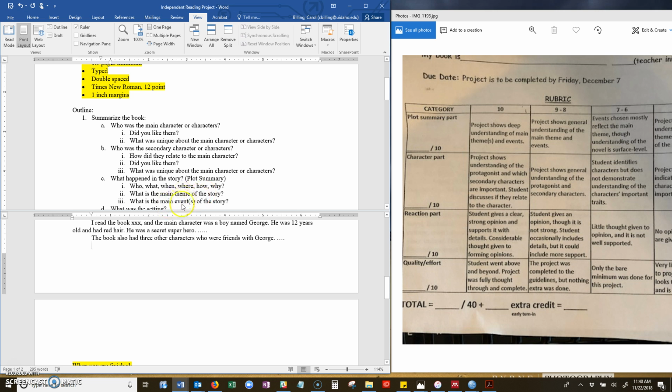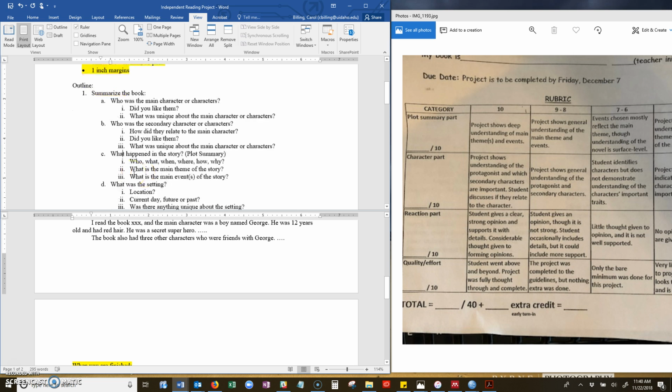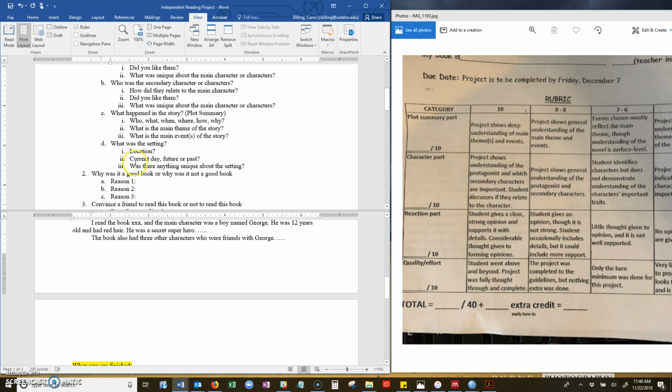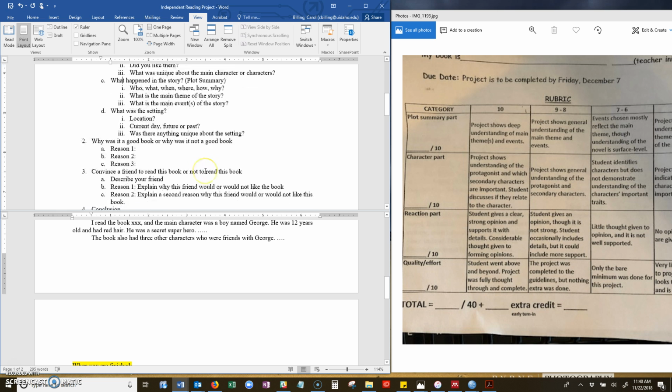What was the main theme of the story? What were the main events? So that's the beginning, and these are each at least a paragraph. So that's 3 paragraphs there. That's at least more than half a page. What was the setting? Tell me about the book. Where was it set? Current day, future, past, and was there anything unique about the setting?